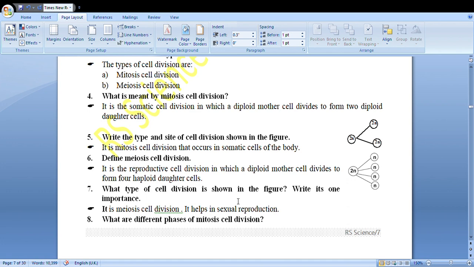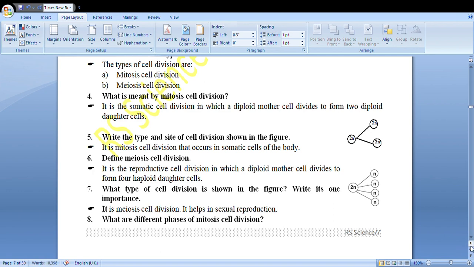What type of cell division is shown in the figure? Right, it's one important figure for this question. It is meiosis cell division. It helps in sexual reproduction.